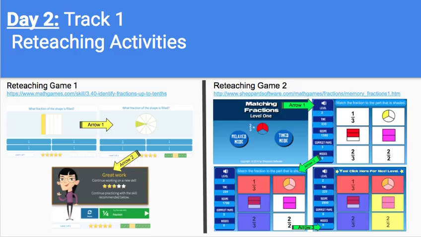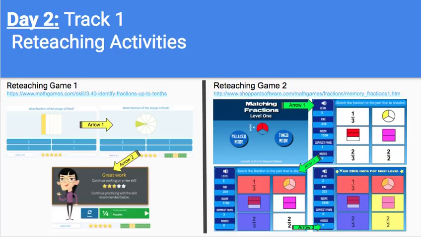The first reteaching activity students have to complete is very basic. This activity keeps track of how many questions students get wrong and helps them correct their mistakes by giving them more than one opportunity to get each question correct. After students have completed this activity, they will move on to a second reteaching game.